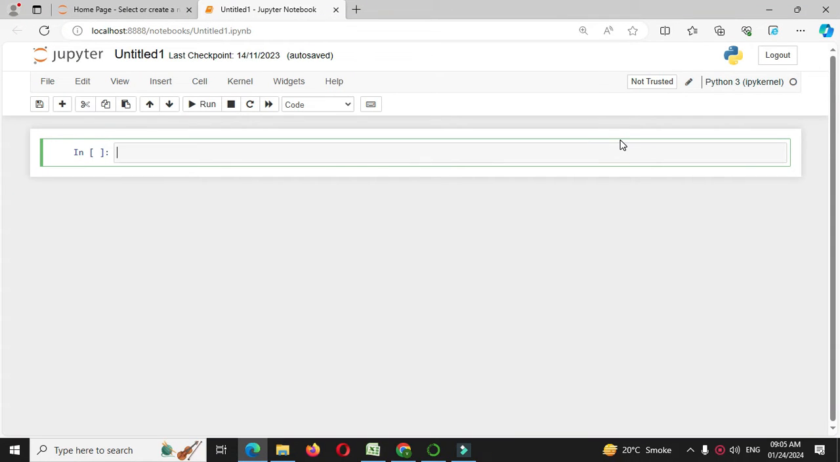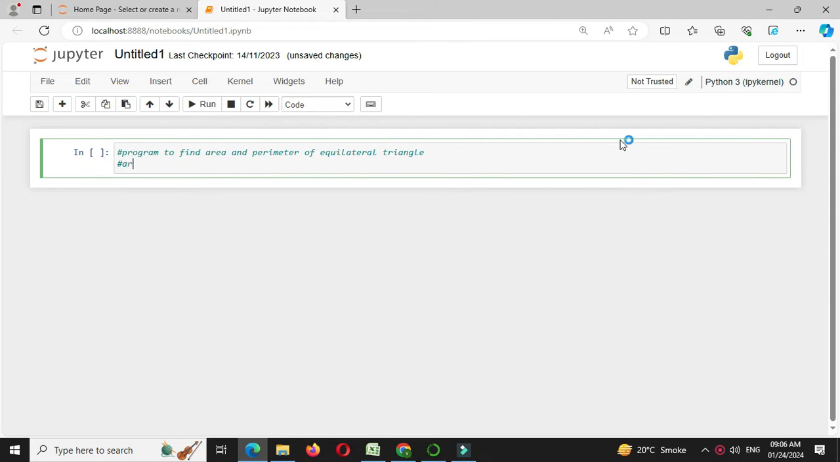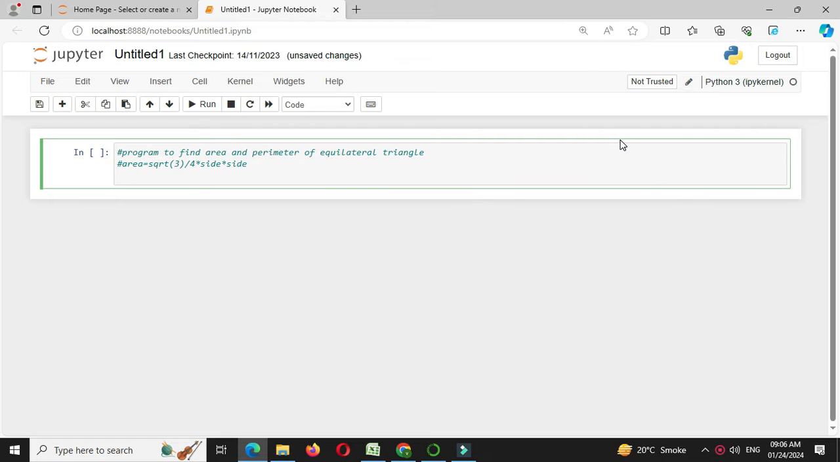Here we will write a program to find the area and perimeter of an equilateral triangle. So in a comment line we will write the formula for calculating area, which is square root of 3 divided by 4 into side square. And the formula for calculating perimeter is 3 into side.